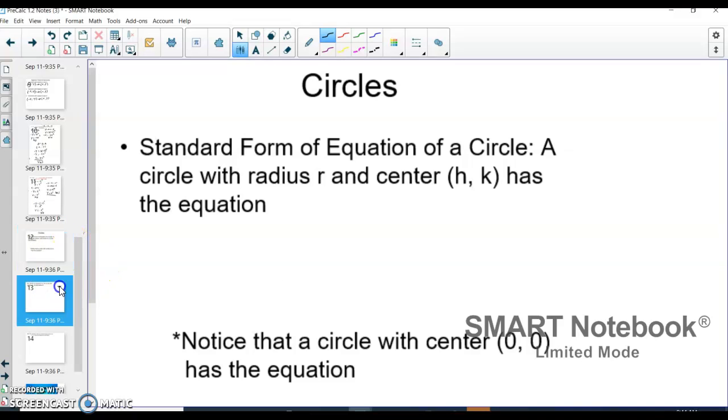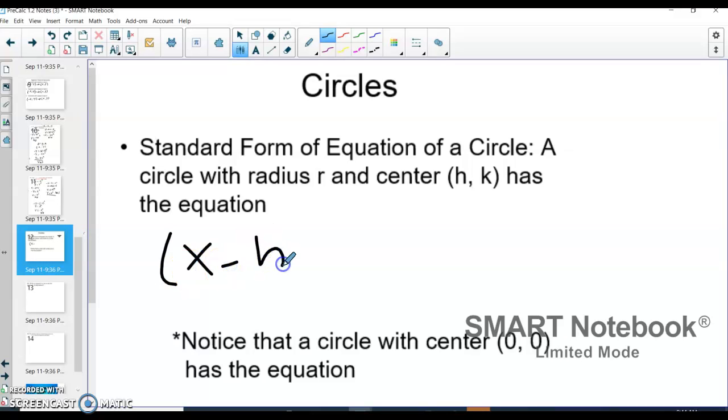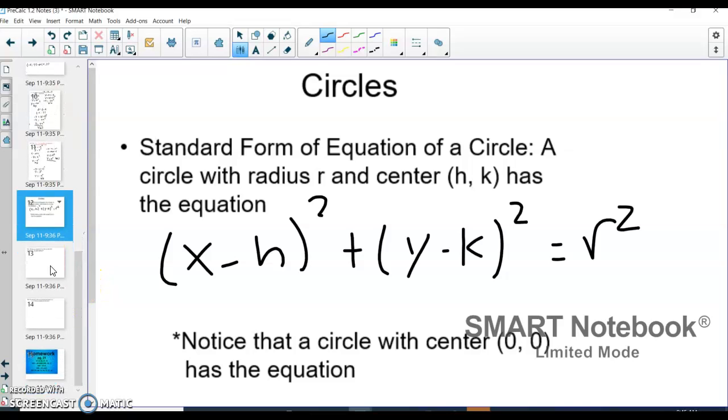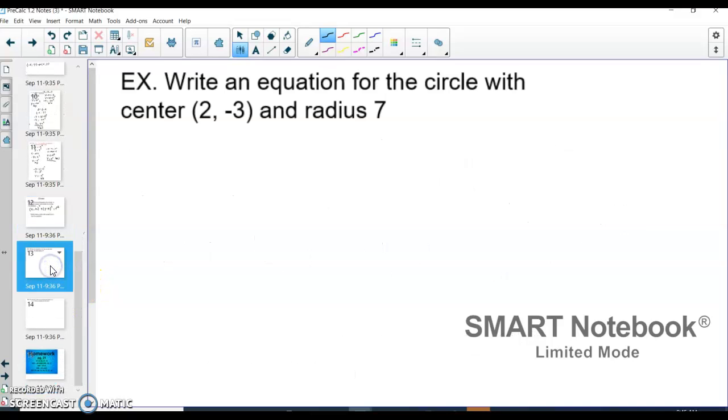Circles here, we have this equation for a circle, and that is x minus h squared plus y minus k squared equals r squared. H and k are going to be the center of your circle, and r is going to be the radius of your circle there. Now, let's take a look at a problem using that. We have an equation for a circle with the center at 2, negative 3, and the radius at 7. So we're going to use this formula to plug it in.